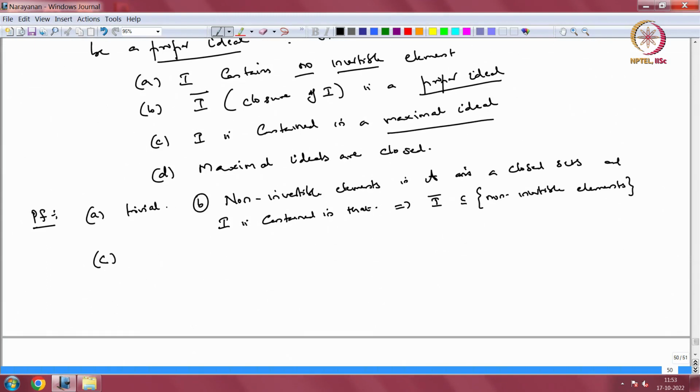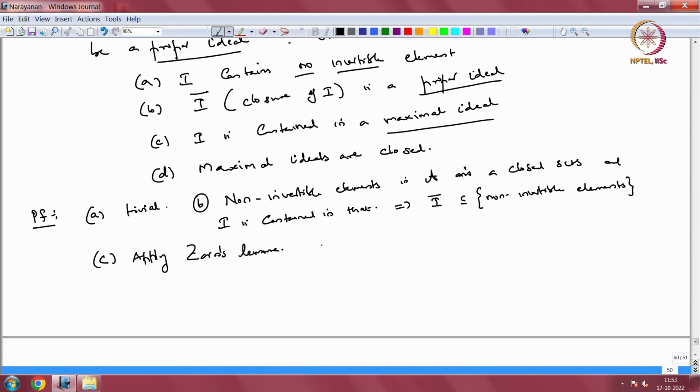C. I is contained in a maximal ideal. This is a routine application of Zorn's lemma. So, I'll just give you one step, apply Zorn's lemma. Right. This is an argument which you would have seen at several places, like a vector space has a basis and things like that, right. You apply Zorn's lemma. How do you apply Zorn's lemma?